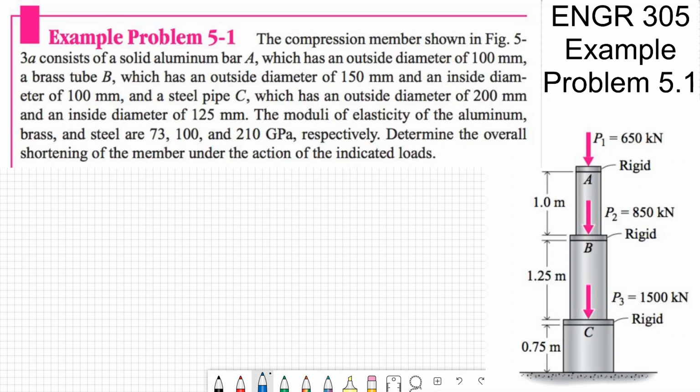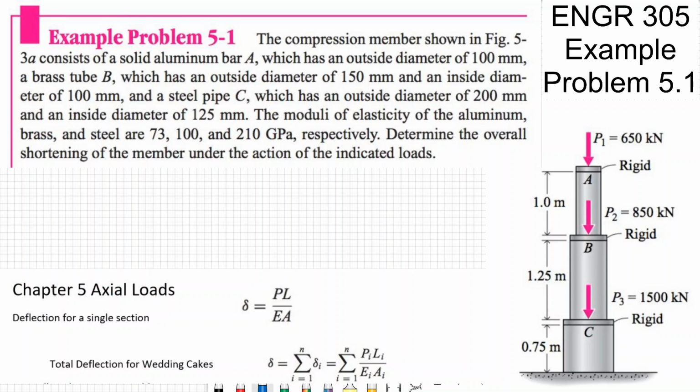So, we just have to start punching away on this. Remember, the equation that we've got, delta is equal to PL over EA, and that's going to apply to each section. And then we did have also the total deflection for wedding cakes. I built that right into the equation sheet. The total deflection is the sum of the individual deflections, which is PL over EA for each section.